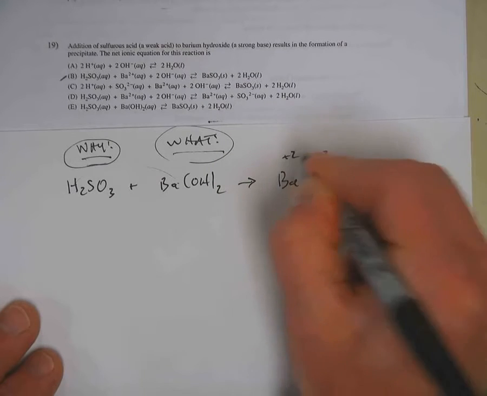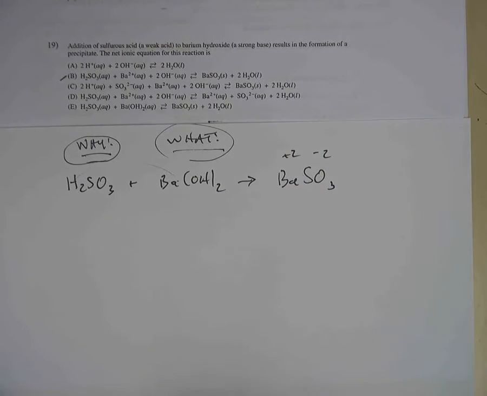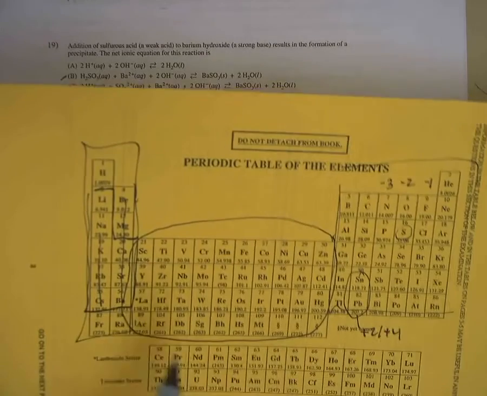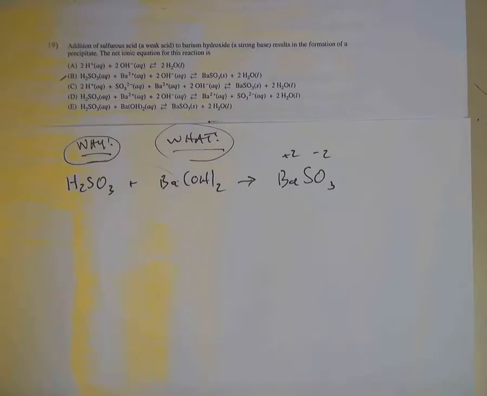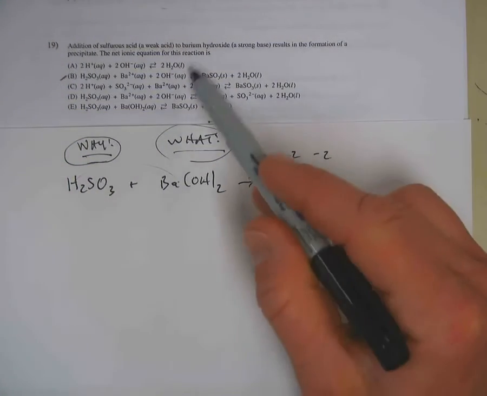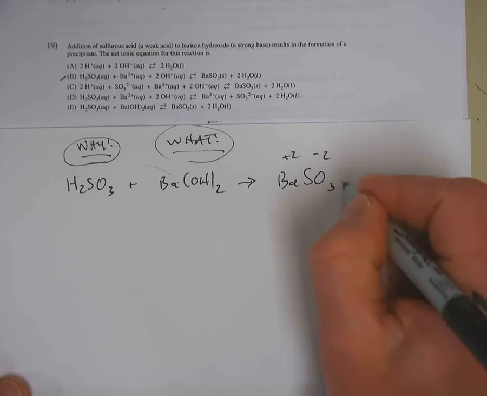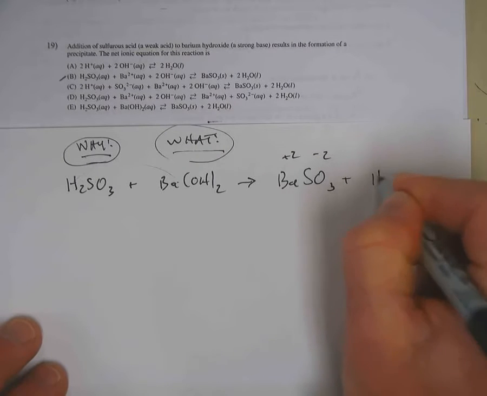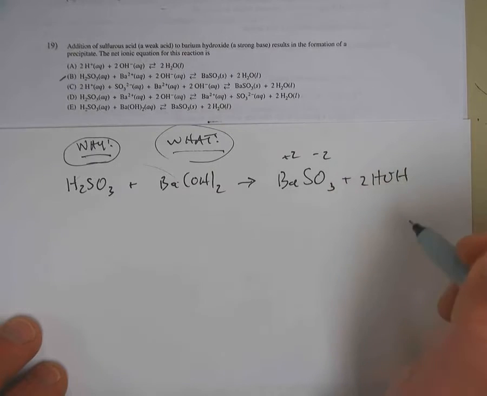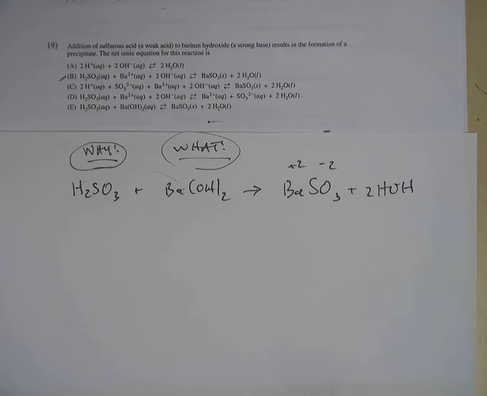SO3's got a -2 charge, barium's +2. If you forgot the charges on those, barium's right here in group 2, so it's got a +2 charge. You could also look at some of the answers here and you could figure out what some of those things are. And then the other product will be water. Balancing the equation, you needed 2 here, and I believe that makes it so it's balanced.